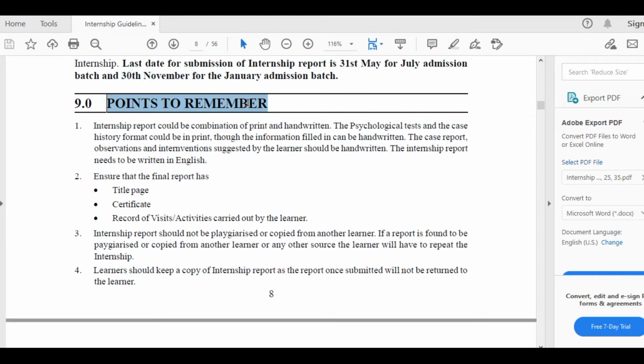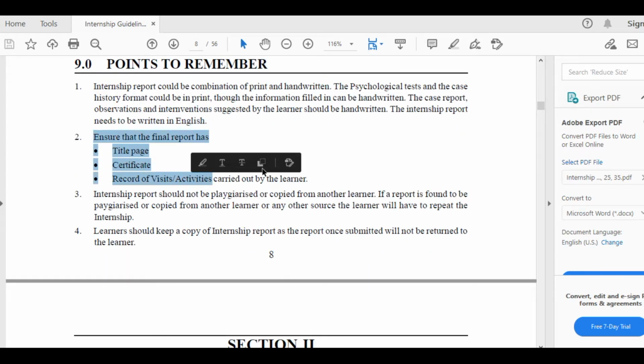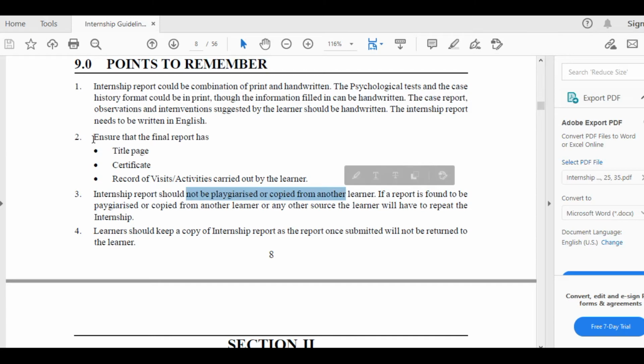Now again, starting with the points to remember on how to write the internship report. The internship report could be a combination of a printout and handwritten. A few things would be printout, a few things can be handwritten also, like your notes about the patient or some dialogues with the patient. It would be written in English, so the language and the medium of communication would be English. These are the final report details: the title page, the certificate and the record of visits or activities carried out. It should not be copied from another learner. I will discuss this in detail.